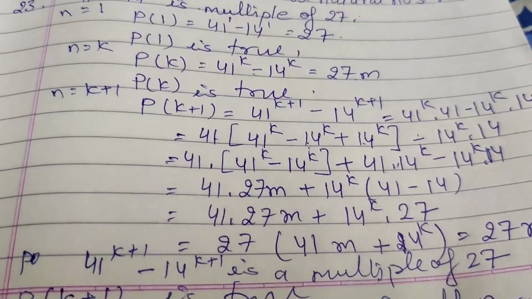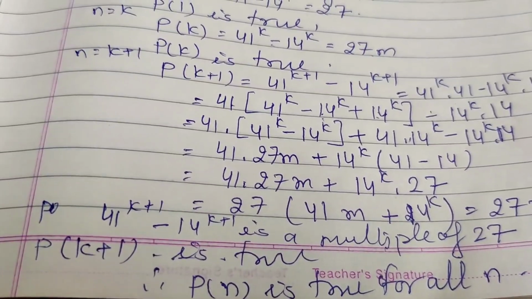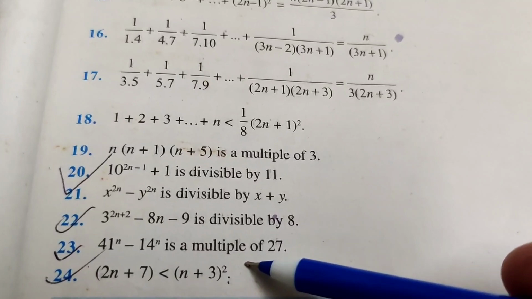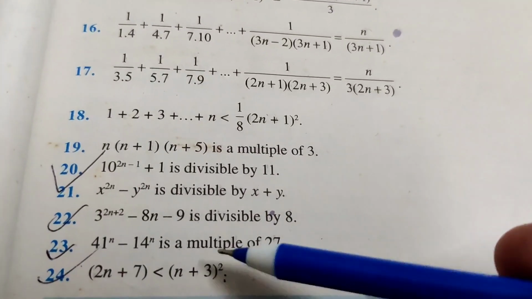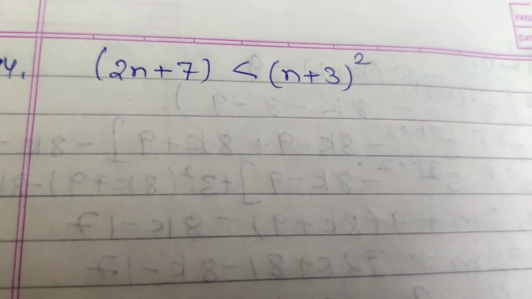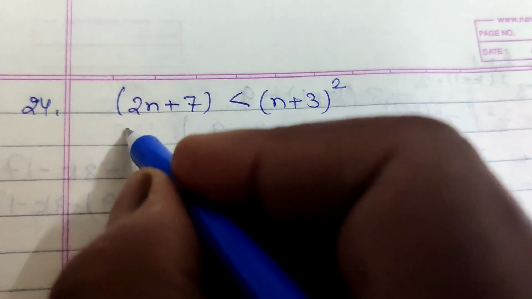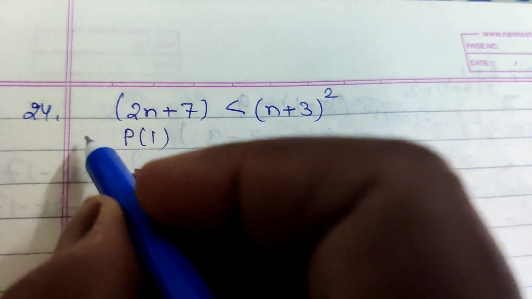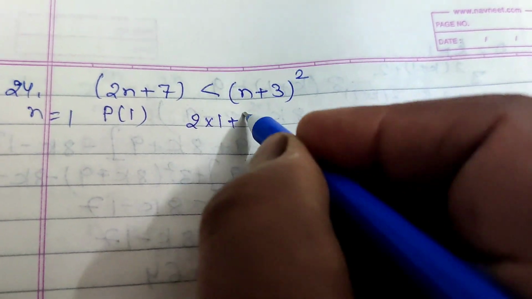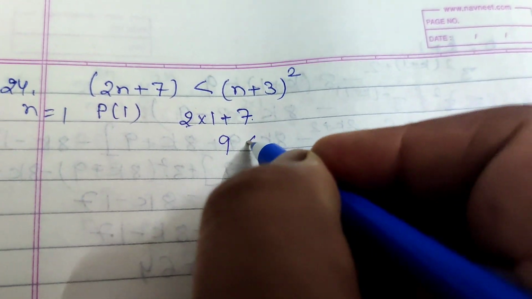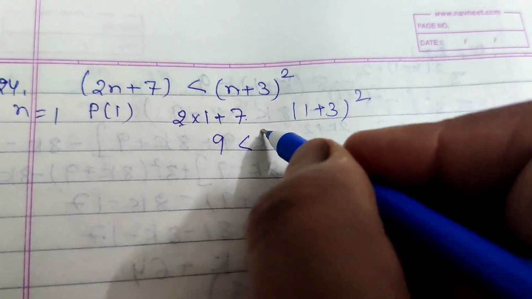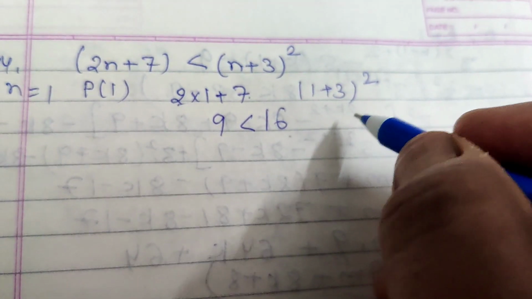Okay, and the last question: 2n plus 7 is less than n plus 3 whole square. It is true for all the values of n. Check for n equal to 1. 2 into 1 plus 7 is equal to 9, and 1 plus 3 whole square is 16, and 9 is less than 16. Clearly P1 is true.